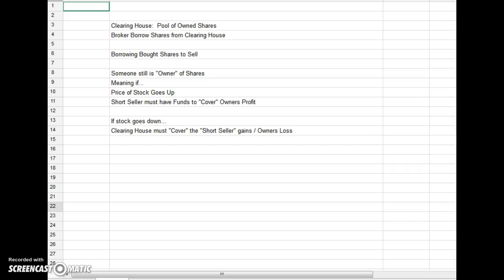And each individual broker can actually go through their own clearinghouse and borrow shares from that clearinghouse and let short sellers borrow them. So they're lending bought shares to a short seller for them to sell. So what this means is someone still is the owner of these shares. So from a short seller's standpoint, what that means is if the price of that stock goes up, you just sold shares out of the pool of bought shares.